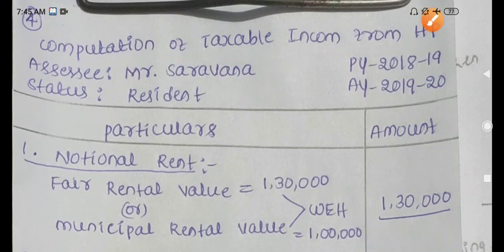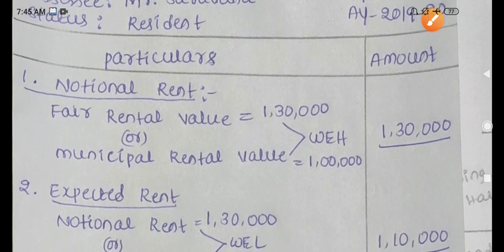And next, here particulars and amount. You can even draw 2 columns for the amount also, or else in the particulars column itself you can write the amounts of notional rent, fair rental value, and municipal rental value, and further calculations. Okay, so if required you can write 2 amount columns. I have mentioned only 1 amount column and 1 column for particulars.